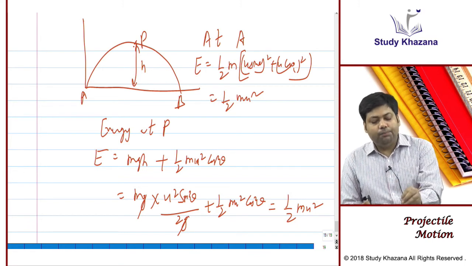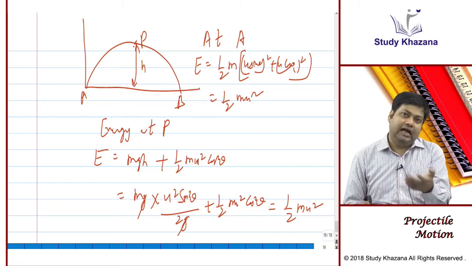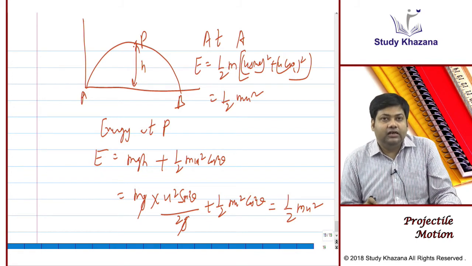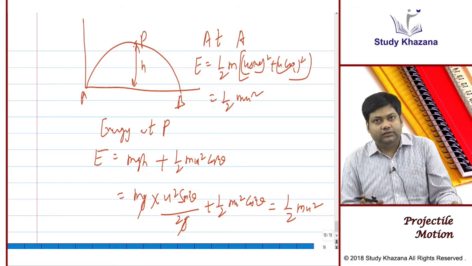So from A to P, the total energy at any point remains the same. What is actually happening is that the vertical velocity decreases, and that loss in kinetic energy is converted into potential energy.